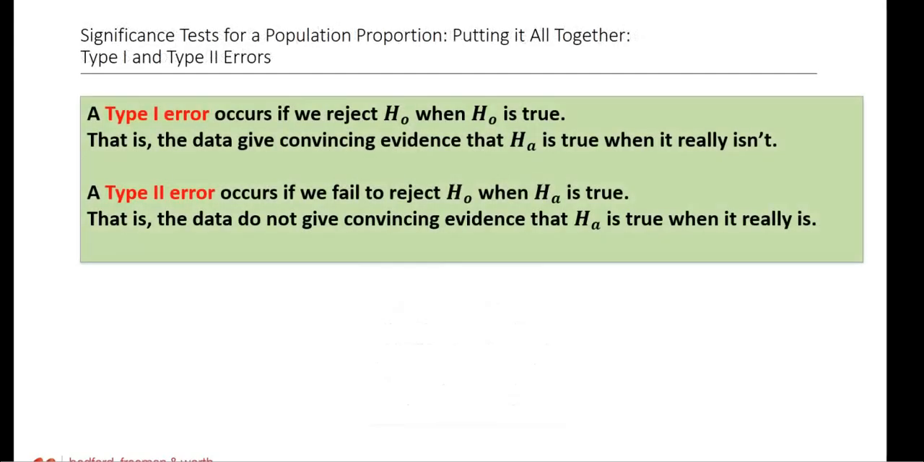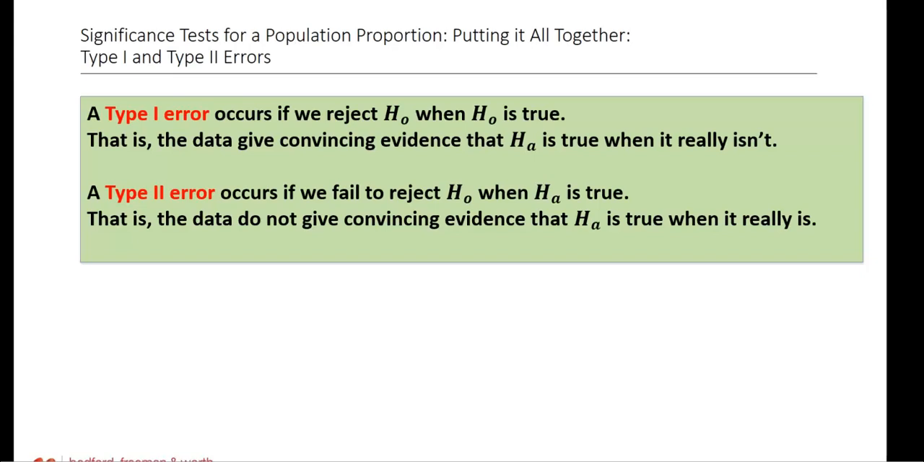Okay, so now just one more concept of the day. So we finished our full one prop z-test. This is type 1 and type 2 errors. This is important to understand. It occurs if we reject the null when the null is true. That is, if the data give convincing evidence that the alternate is true when it really isn't.